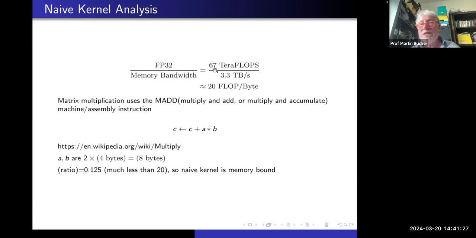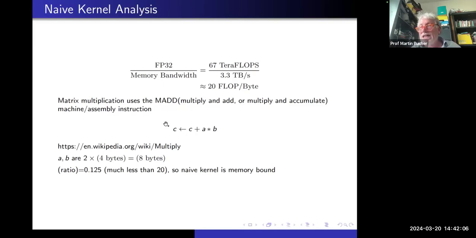So we take this would be a float, not a double precision. So we get 67 teraflops, and then we can divide it by the memory bandwidth, which is 3.3. So if the two are both saturated, we're going to have 20 floating point operations per byte that is transferred.